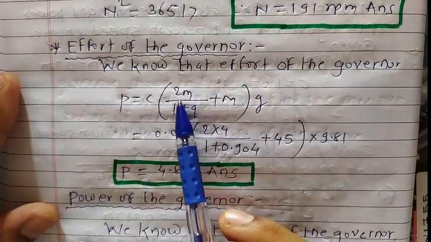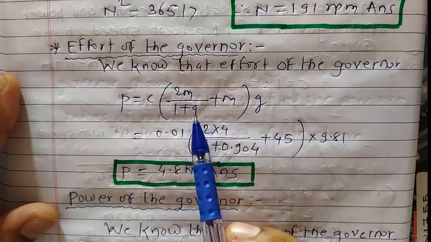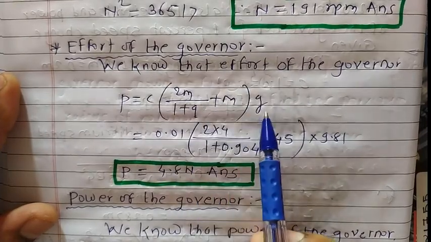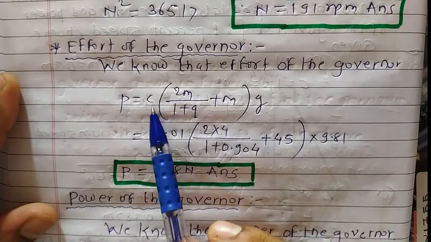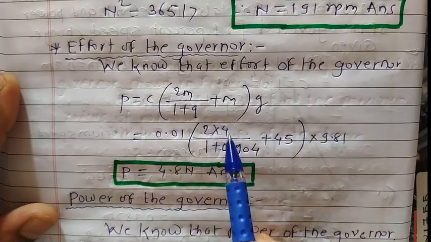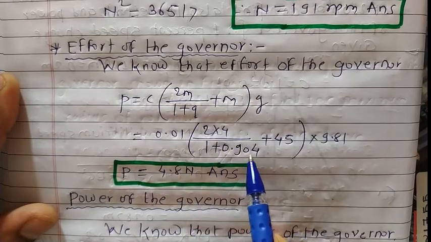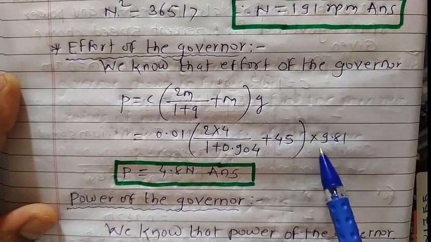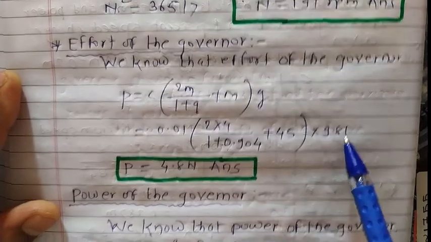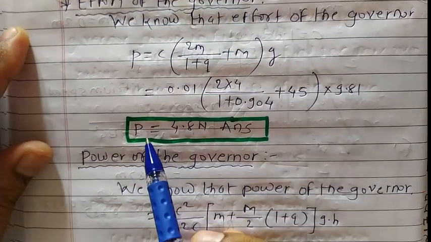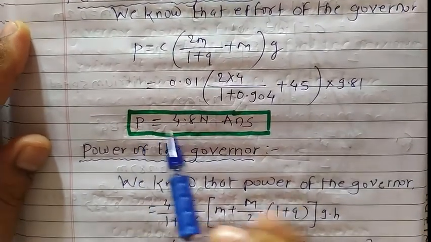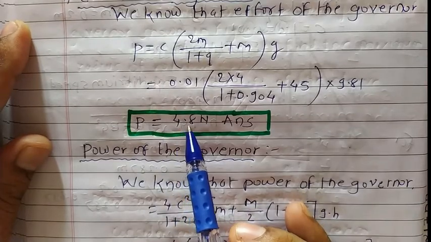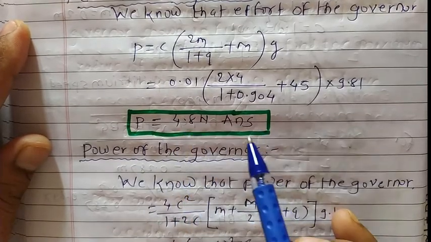So the effort of the governor is given by one of the formulas, P equals C into bracket 2m divided by (1 plus Q) plus capital M into g. What about this one? C is 0.01, m is 4, Q is 0.904, plus 45, multiplied by 9.81. So we can get the effort of the governor P as 4.8 Newton.